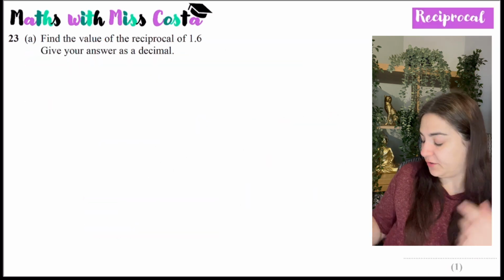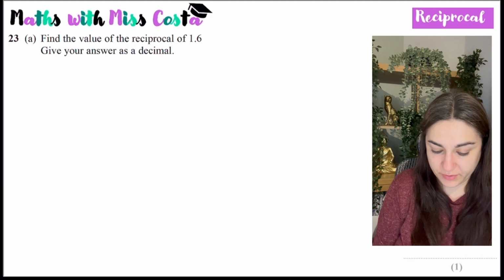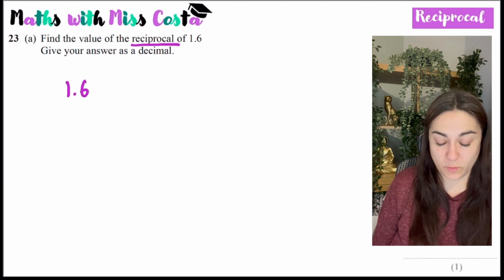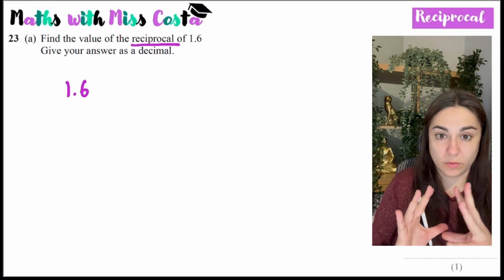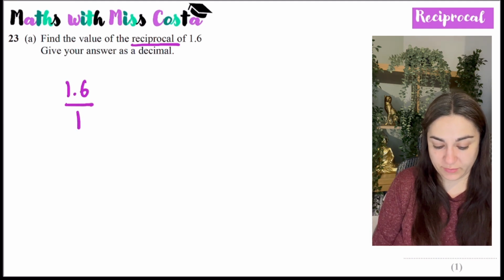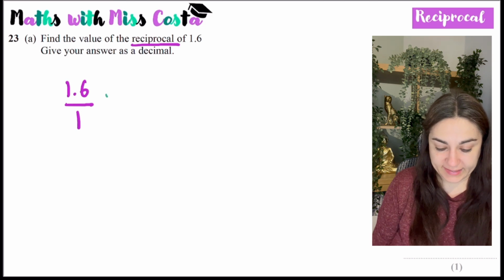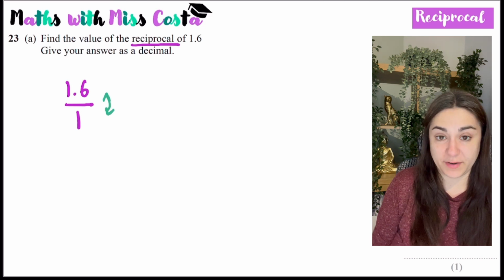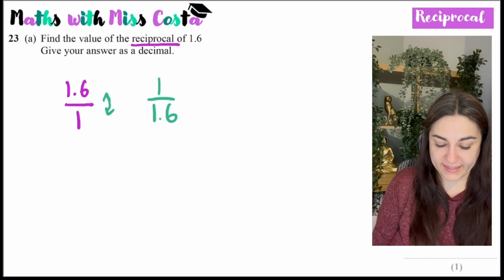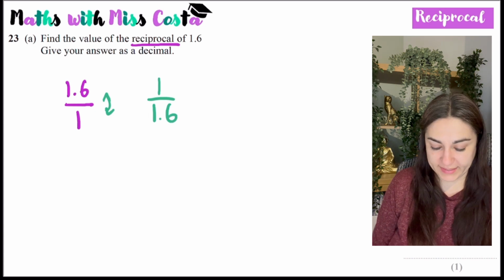Okay, next I need to find the value of the reciprocal of 1.6. So all the reciprocal means is, if you turn your number into a fraction, to turn any number into a fraction, you just write it over 1. And the reciprocal is if you just flip the numerator and the denominator. So the reciprocal of 1.6 would be 1 over 1.6.